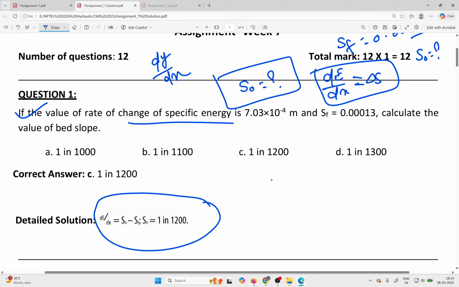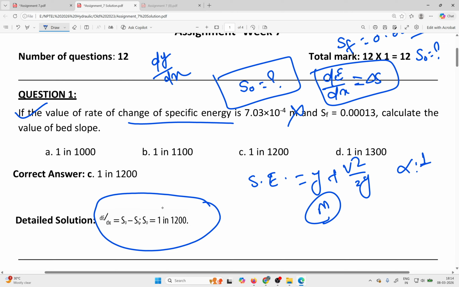So your specific energy here, I think this should not be there, because as you know, the specific energy formula is y plus v square by 2g if alpha is equal to 1. This is in the unit of meter and you are dividing by meter, so this should not be there.